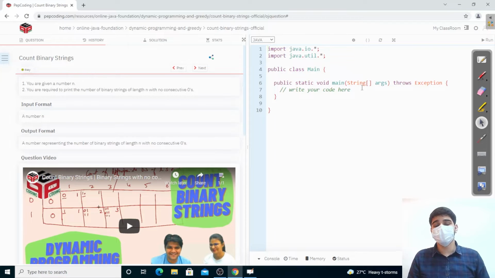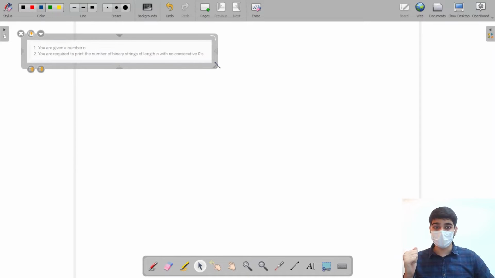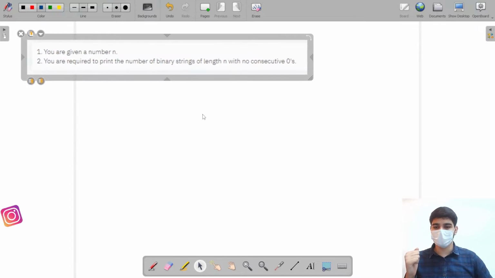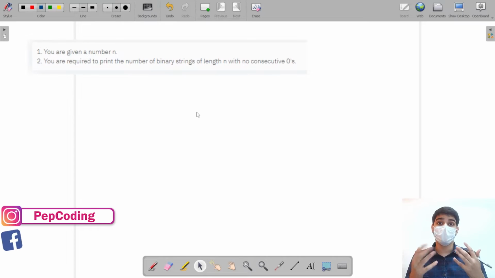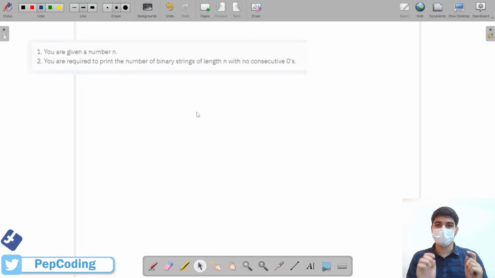So hello everyone, in this video we're going to solve another DP question based upon strings, and it's called count binary strings. So let's look at the objective of the question, which are these two lines over here. Let's take this to the page, and if we read them out, it says that you are given a number n and you're required to print the number of binary strings of length n with no consecutive zeros.